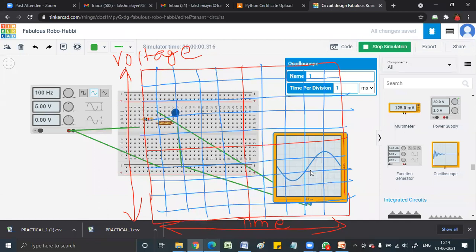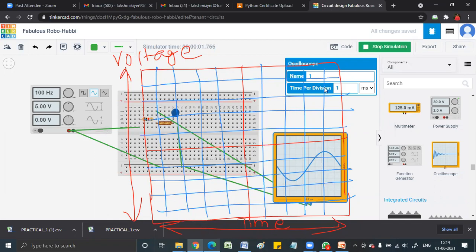Are you able to see this? So look at the input. It's 100 hertz, 5 volt, and the offset is 0. Here I set time per division to 1 millisecond and started the simulation, so you got a waveform. Now, how will you read this waveform?